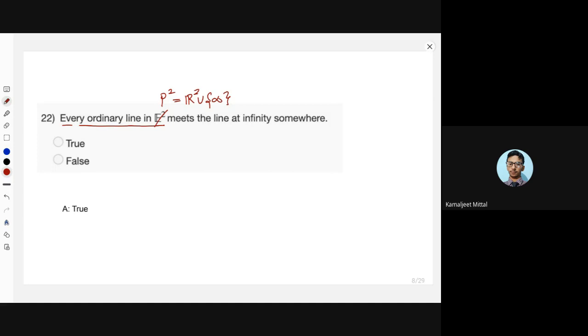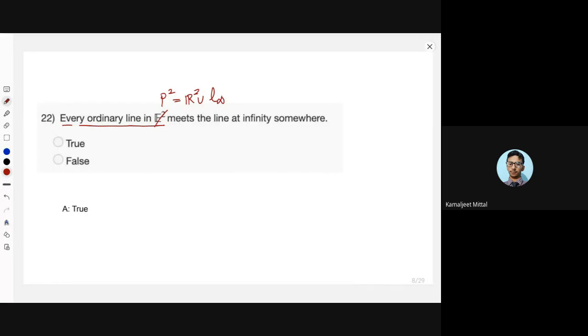So the question is, every ordinary line in P2. So what is P2? P2 is nothing but R2 union the line at infinity. So what are the lines in P2? It's either L infinity or it's any line in R2.